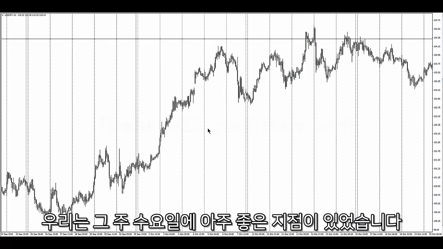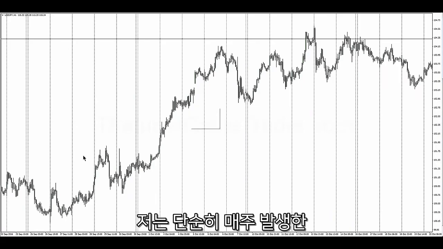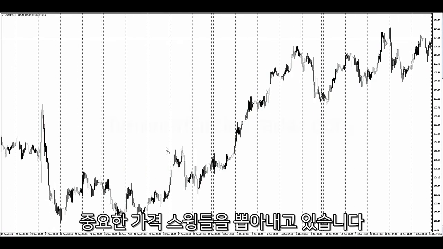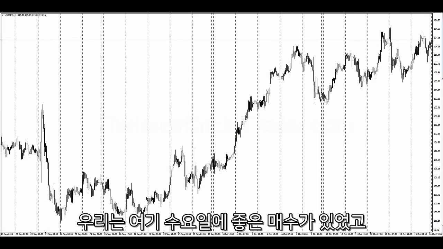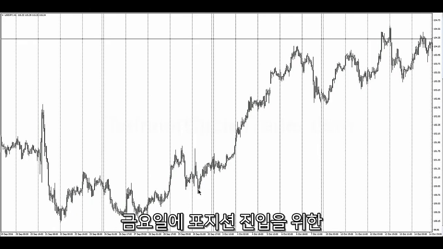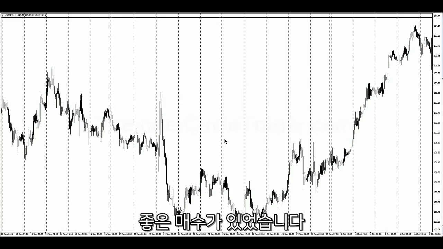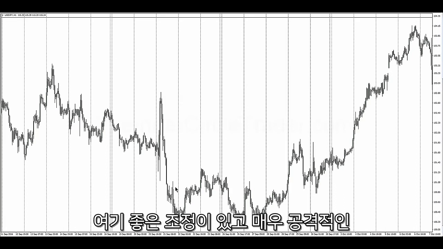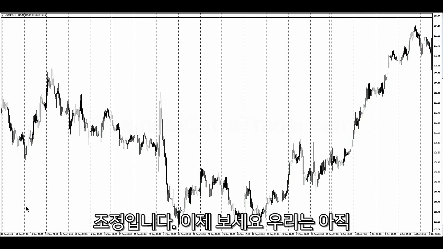We had a really nice buy here on Wednesday of that week. I'm just pulling out the salient price swings that took place each week. We had a nice buy on Wednesday here, and we had a nice buy on Friday for a position entry. Nice retracement here. Real aggressive retracement. Now watch. We don't know what's over here yet.